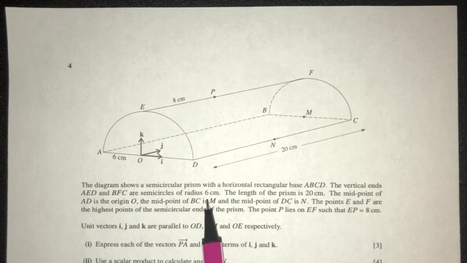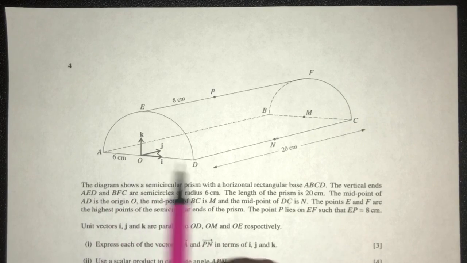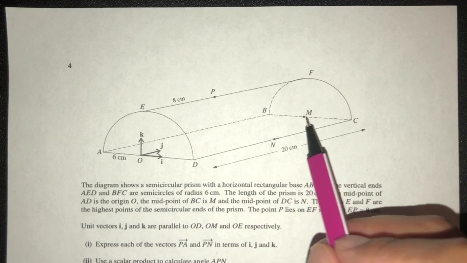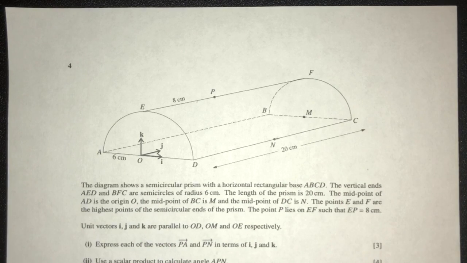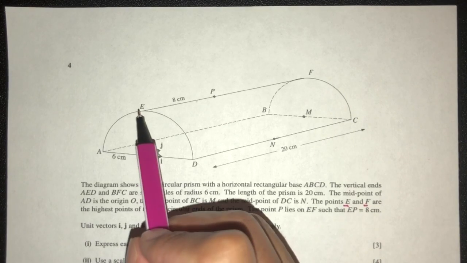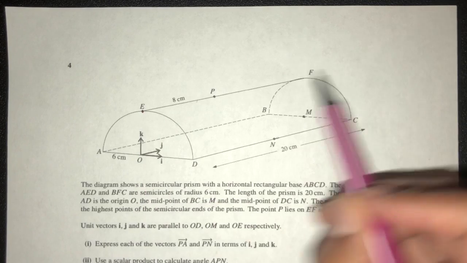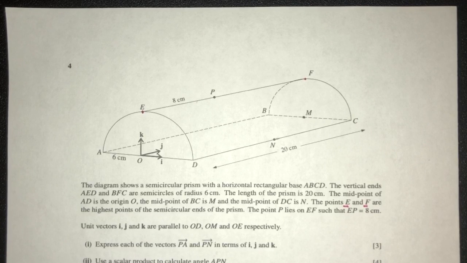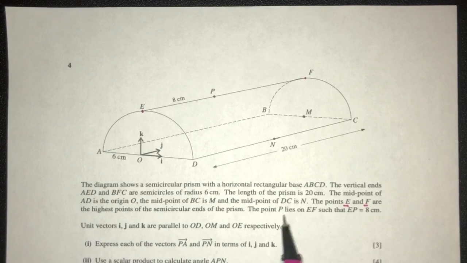The radius is 6, this is 6, this is 6, and this is also 6. These are the radius values. So what's next? The midpoint of AD is O and M right here. Good to know. And the points E and F are the highest points on the semicircle. The point P lies on EF such that EP is 8.